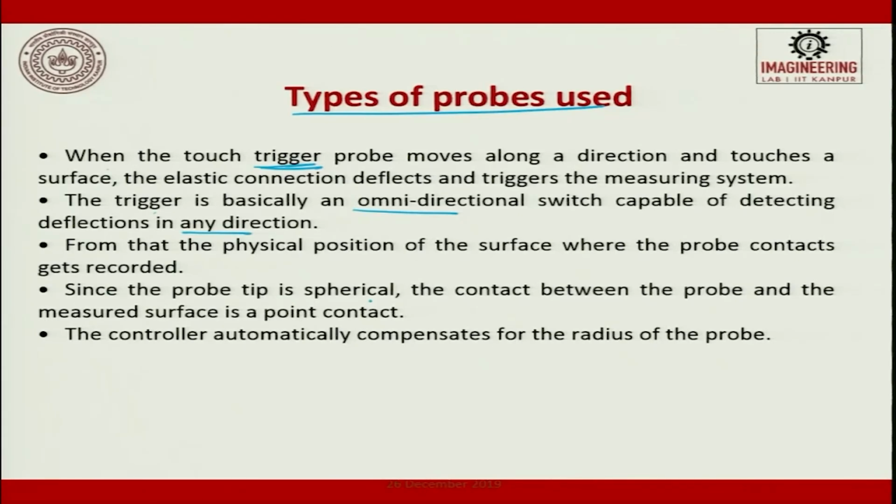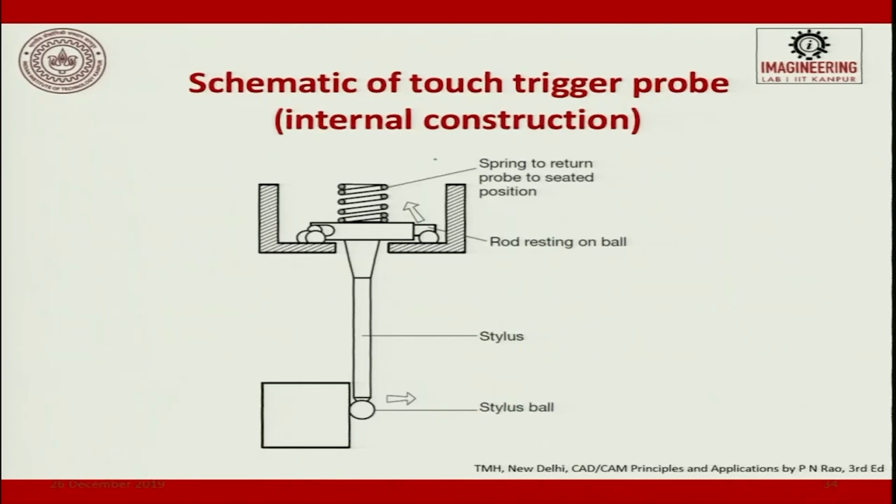Since the probe tip is spherical, the contact between the probe and the measured surface is always a point contact. So, point contact is good rather than line contact. The controller automatically compensates for the radius of the probe. Whatever the radius is, that does not matter. So, it is always done with the probe center. You know the radius, so it will offset and give you the distance. So, this is the internal construction.